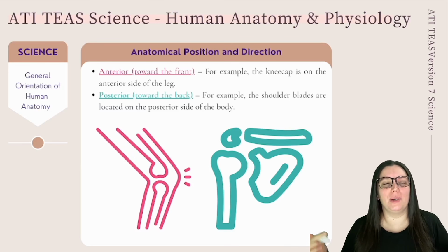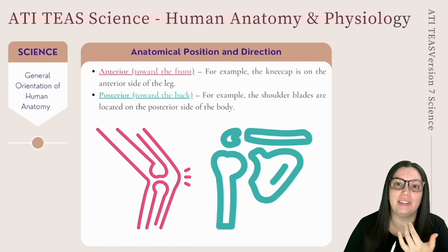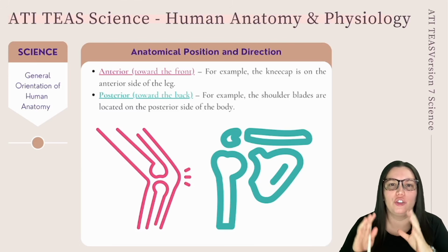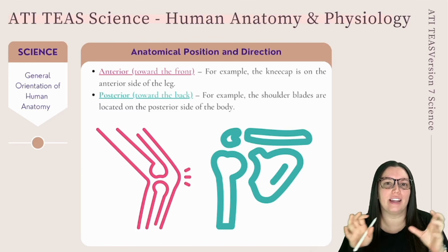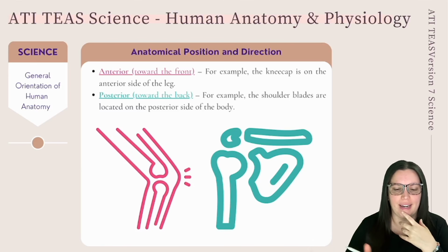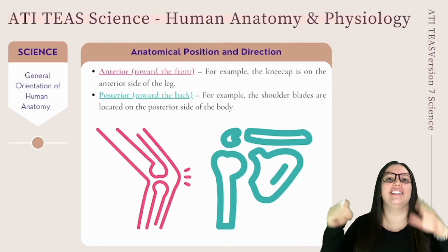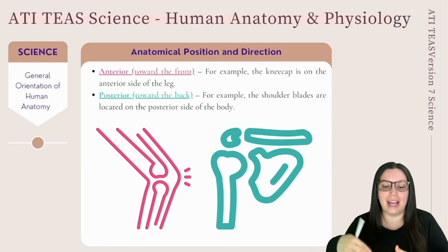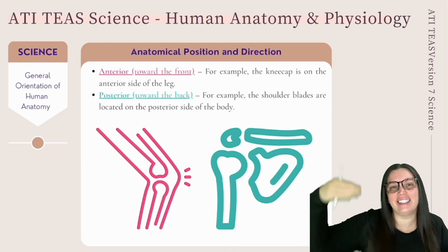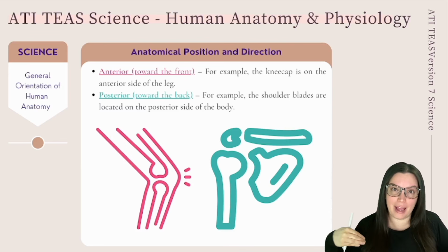In addition to the terminology, you're going to need to understand positioning as well as direction. So when you're studying, it's important that you actually understand the standard anatomical positions that we're going to go through right now. So the first thing you have is anterior. That is towards the front. So for example, my kneecap is on the anterior side of my leg. It's not on the back, it's on the front.